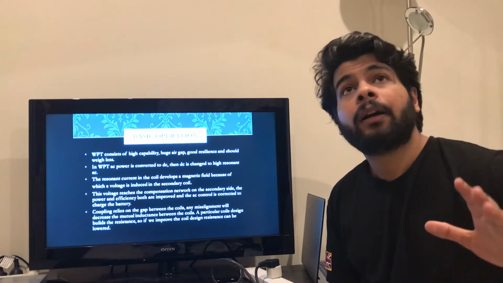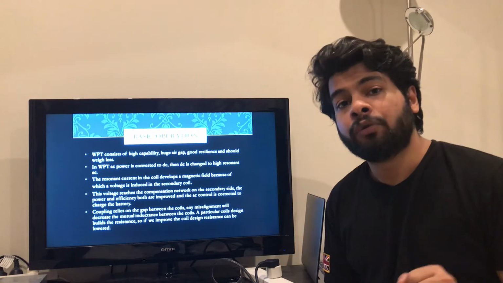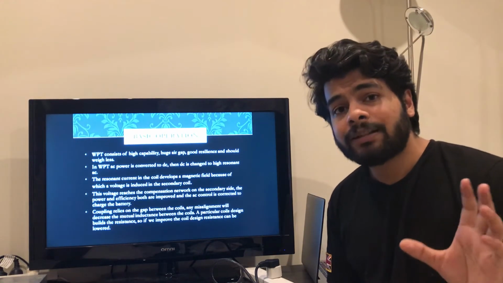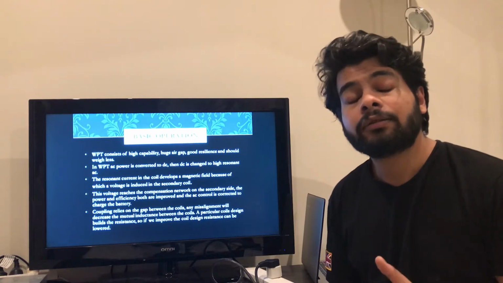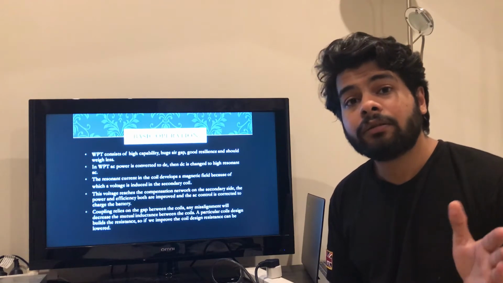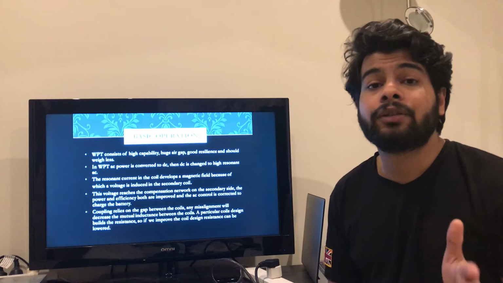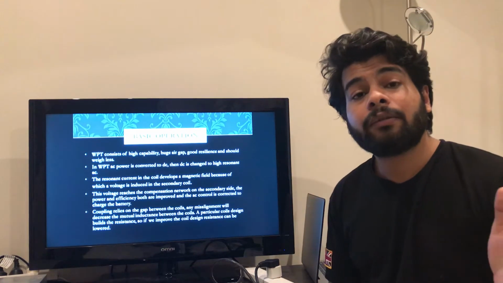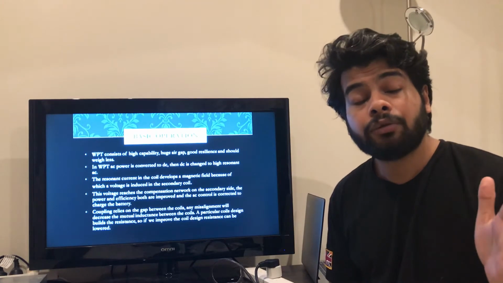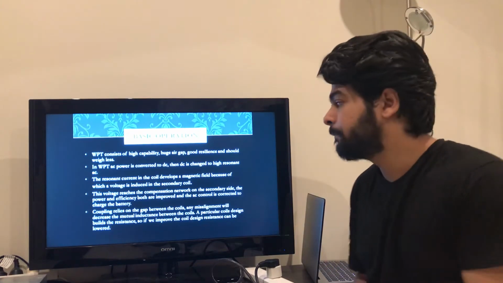Now, coupling relies on the gap between the two coils. If there is any misalignment between the two coils, then there is a decrease in mutual inductance, and because of this there is a decrease in power efficiency too. Now, how to improve this? To improve this, we have to use good quality coil design.